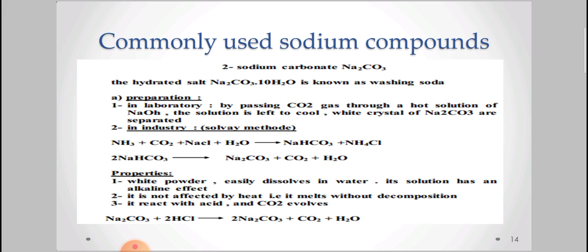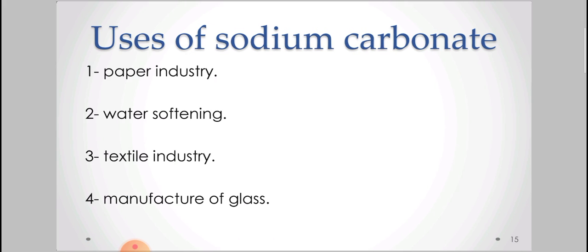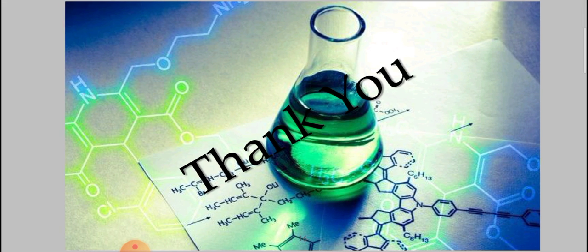Properties: a white powder that easily dissolves in water. Its solution has an alkaline effect. It's not affected by heat. It melts without decomposition. It reacts with acid and CO2 evolves. Na2CO3, sodium carbonate, plus 2HCl gives 2NaCl plus CO2 plus H2O. Use of sodium carbonate: in the paper industry, water softening, textile industry, and manufacture of glass.